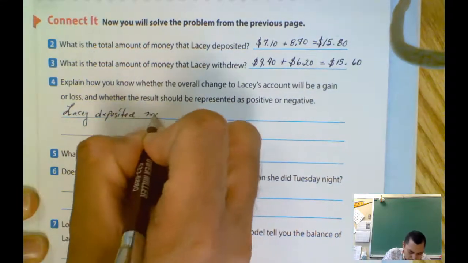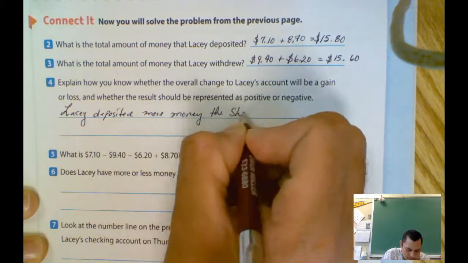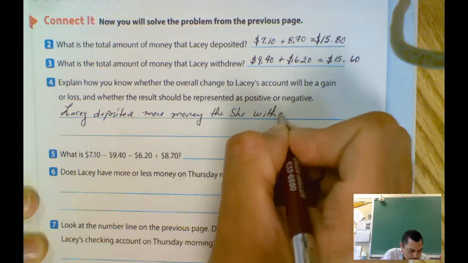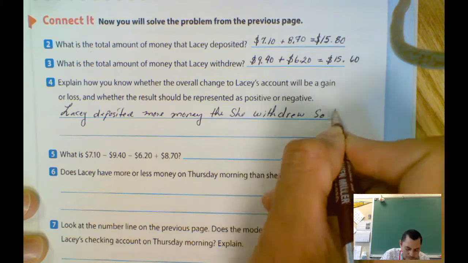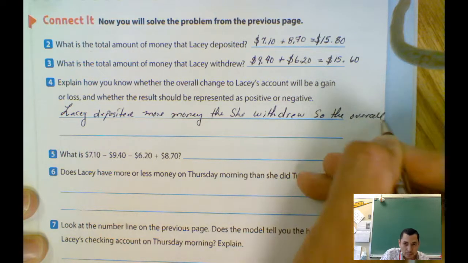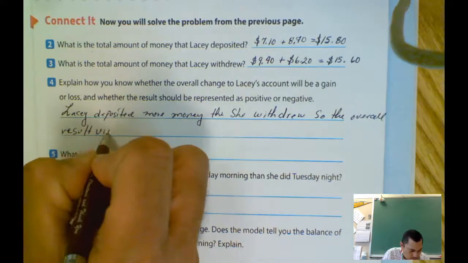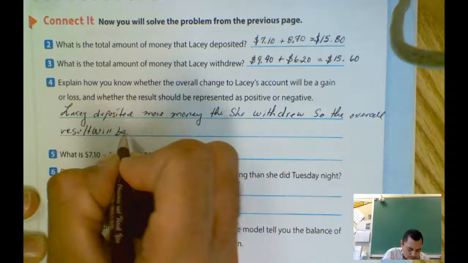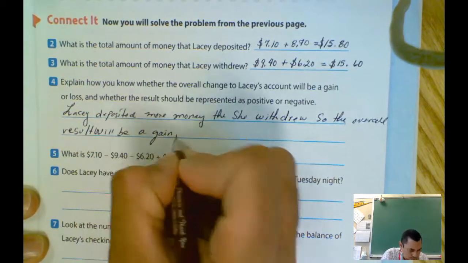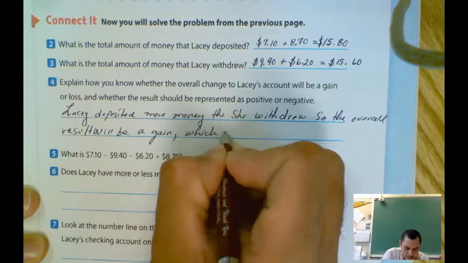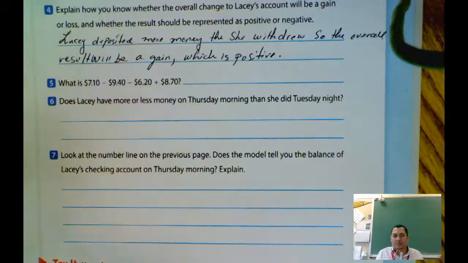So in this case, we're going to say Lacey deposited more money than she withdrew. So the overall result will be a gain, which is positive. Okay, so it's going to be positive by 20 cents.